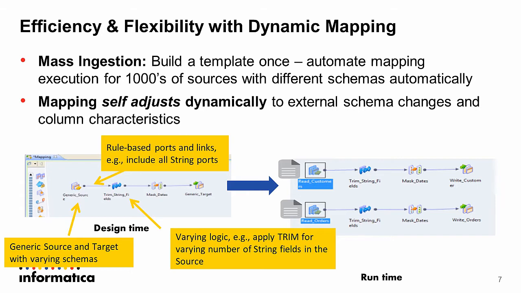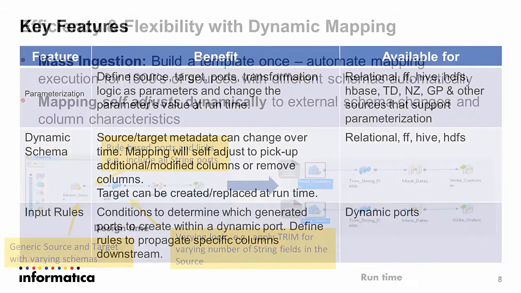We'll go through some of the key features and terminology here, but the main thing is rule-based ports and links. You want to bring all the ports in, and you can define how you want to bring the ports in. You build a generic source and generic target that will point to your source and target at runtime, and different types of logic that you can incorporate into the mapping itself.